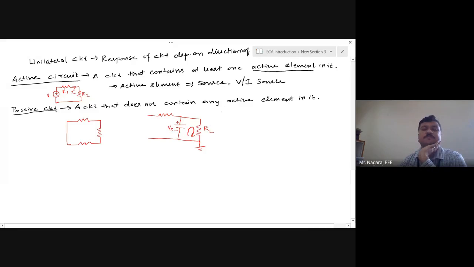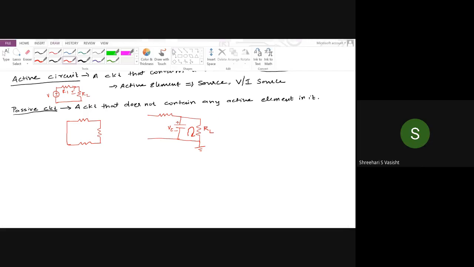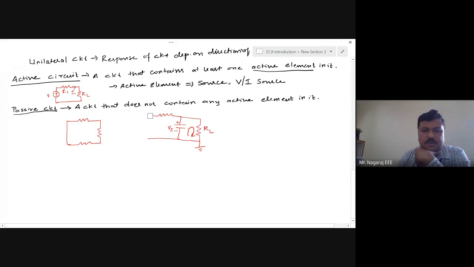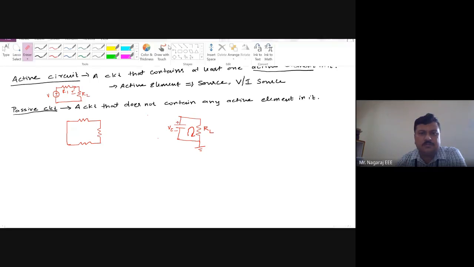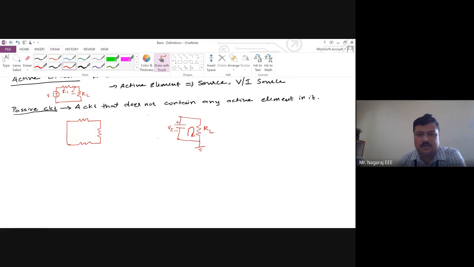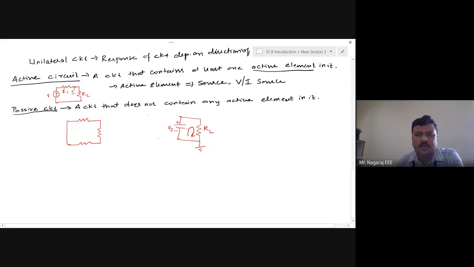Is it possible? Yes? Anybody? Yes, sir, it is quite possible. Now let me take out this resistor, it should not create confusion. Okay, now I have this circuit. It is quite possible that the capacitor which is charged initially can discharge through this RL to ground.